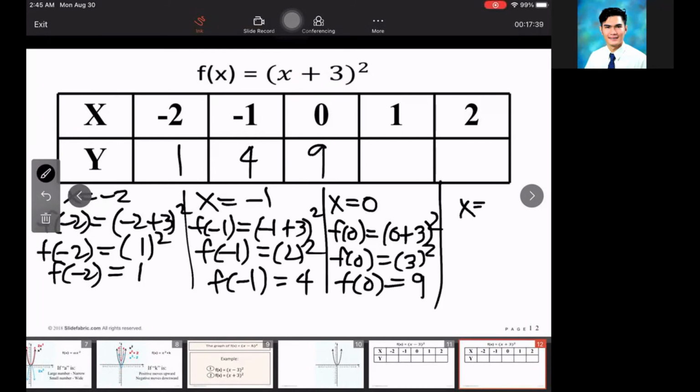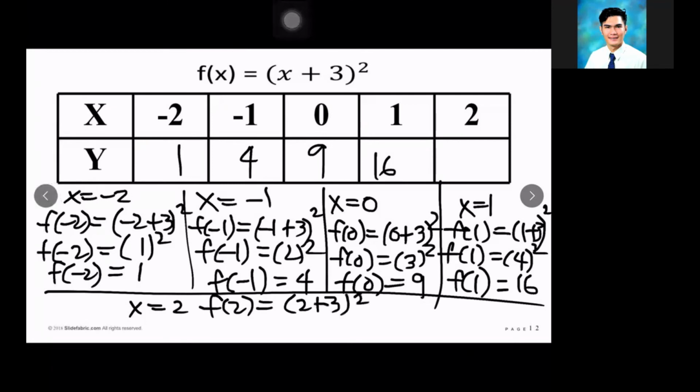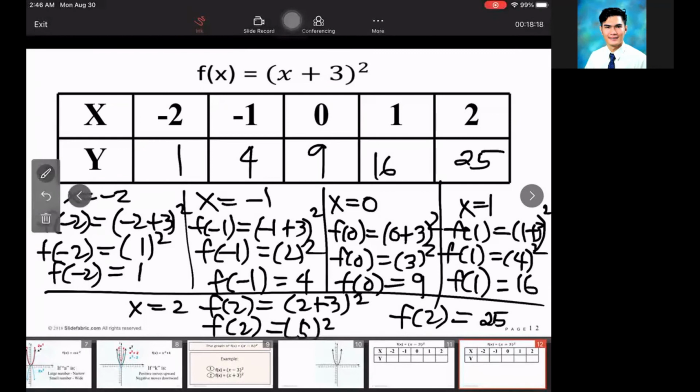Next, we have x is equivalent to 1. F of 1 is equivalent to 1 plus 3 squared. 1 plus 3 is 4 squared, or simply f of 1 is equivalent to 16. And lastly, x is equivalent to 2. F of 2 is equivalent to 2 plus 3 squared. 2 plus 3 is 5 squared, or simply f of 2 is equivalent to 25. Putting it in our table, so we have 25. So therefore, we completed our table of values.